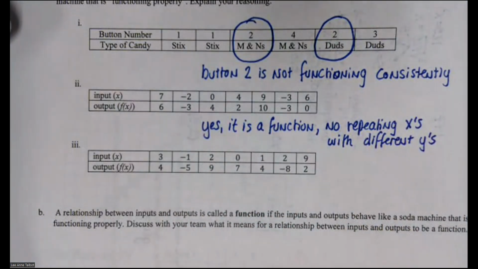Okay, so this is how you say it when it's not a soda or candy problem, it's an actual math problem. So the first thing you do is you look at the x's and you say, are there any repeats? And if there are no repeats, you say, yes, it's functioning, yes, it's functioning consistently. There are no repeating x's with different y's. Okay, let's examine the next one.